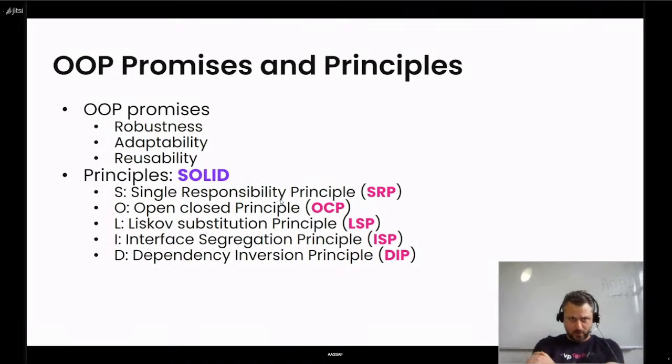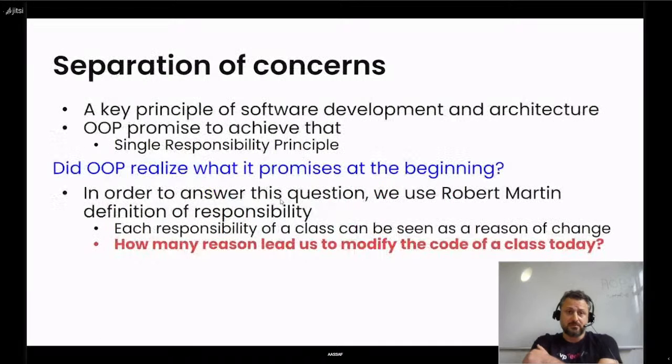So we know all of that. Now, separation of concerns is a key principle of software development and architecture. And OOP promised to achieve this separation of concerns through the single responsibility principle. So every class should encapsulate a concern. Like this, OOP promises to achieve this separation of concerns. But let us see if in reality OOP managed to do that.